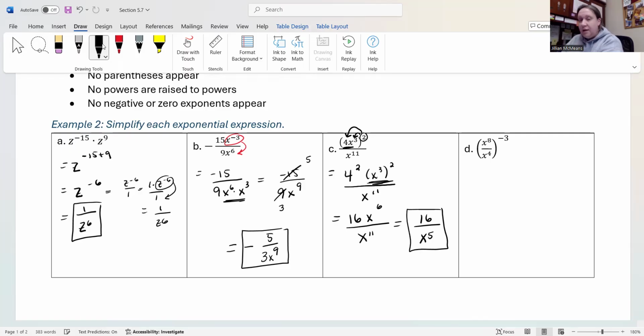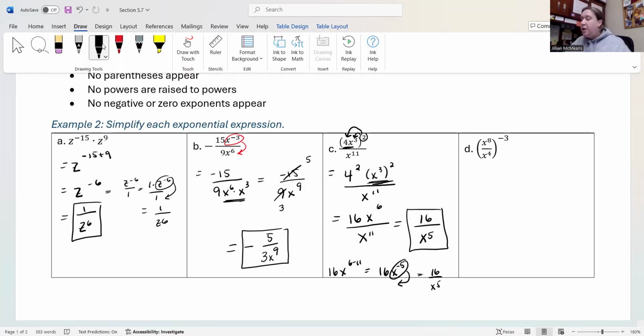Now, if you don't like thinking about that kind of logically, you could certainly do the quotient rule, which would give you 16x to the 6 minus 11, which is 16x to the negative 5, but this has to move, which gives you 16 over x to the 5th. You could certainly do it that way if that makes more sense to you, but I like to think of them logically. So I typically just think, am I top heavy or bottom heavy? And then that's where the leftovers are going to live.